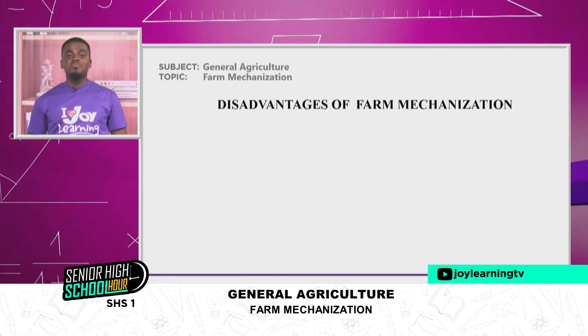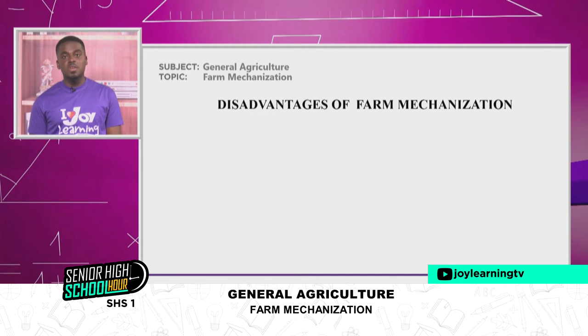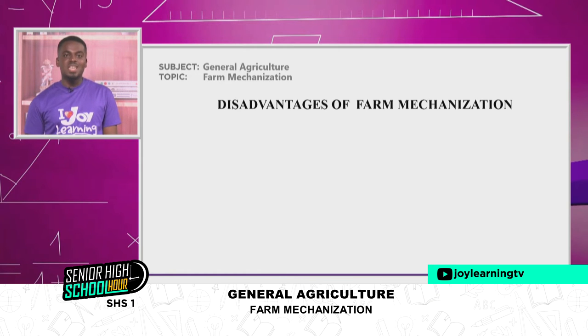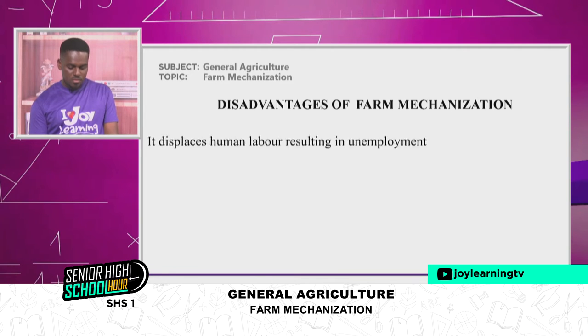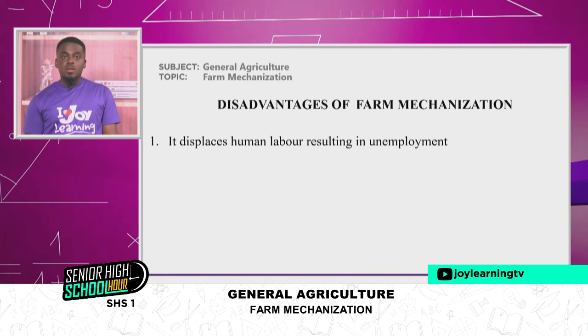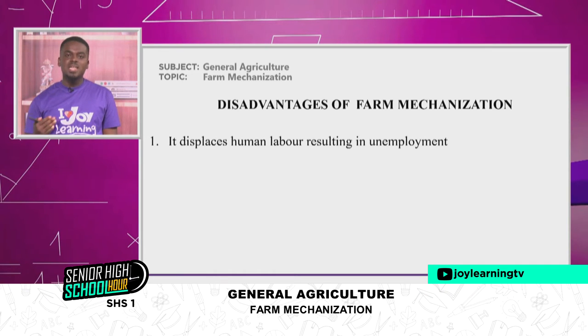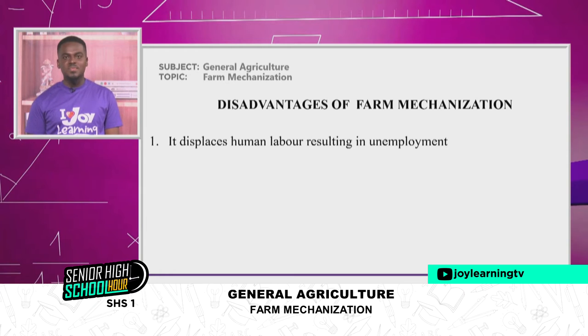Anything that's good that has advantages is said to also have disadvantages. So let's look at the challenges that farm mechanization comes with. Number one, it displaces human labor, resulting in unemployment.